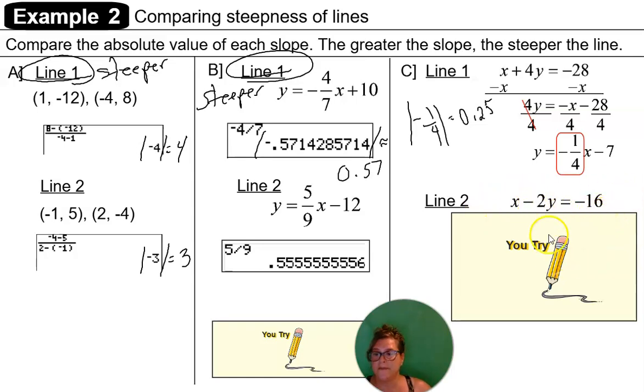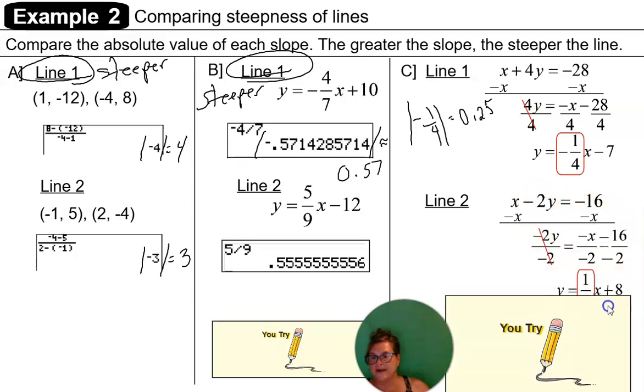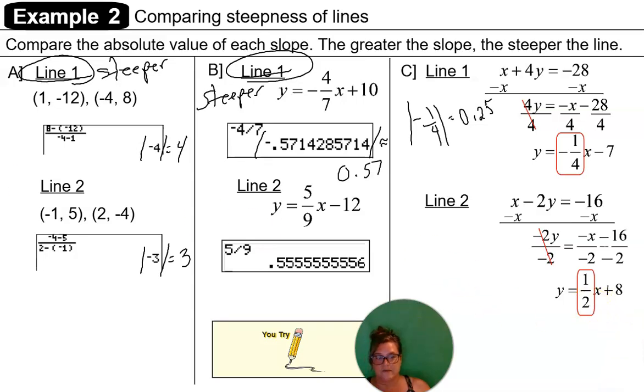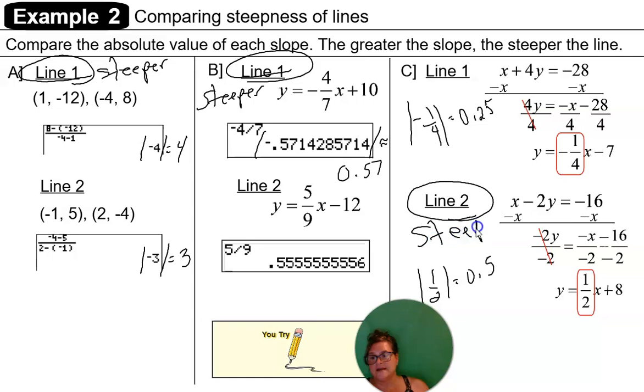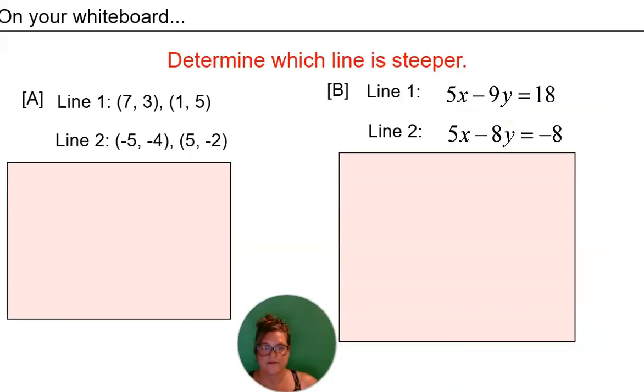Again, this is standard form. We're going to subtract x from both sides, divide through by -2, and here we have a slope of positive 1/2. So the absolute value of positive 1/2 is 0.5. So comparing 0.25 to 0.5, in this one, it is line 2 that is steeper because 0.5 is greater than 0.25. So pause the video and try A and B.